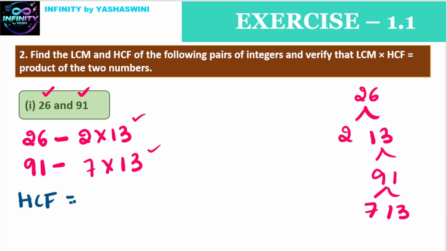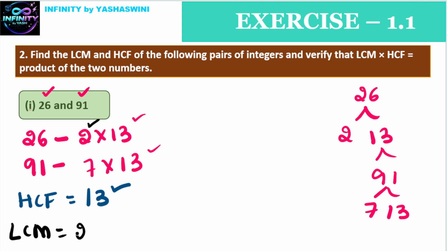Now to find the HCF, you must remember that we have to choose the common factor with the smallest power. So here the common factor is 13. Therefore HCF is 13. What is the LCM here? LCM is all factors with greatest power. HCF is common factors with smallest powers, and LCM is all factors with greatest power.